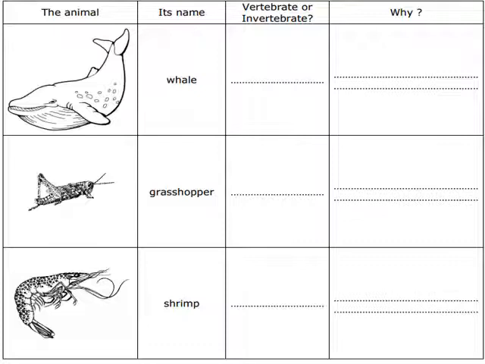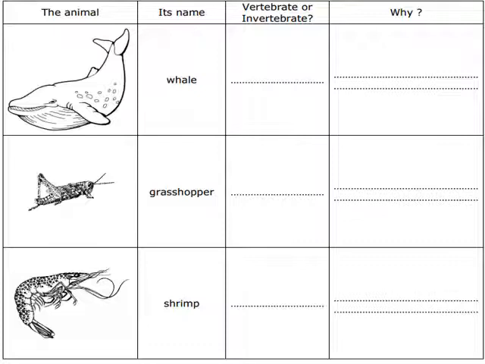We have the whale in the first drawing. Is the whale, Ali, a vertebrate or invertebrate? Vertebrate. The whale is a vertebrate because it has a vertebral column, it has a spine, it has a backbone. These three answers are correct because backbone, spine, and vertebral column are three names for the same body part. So the whale is a vertebrate.